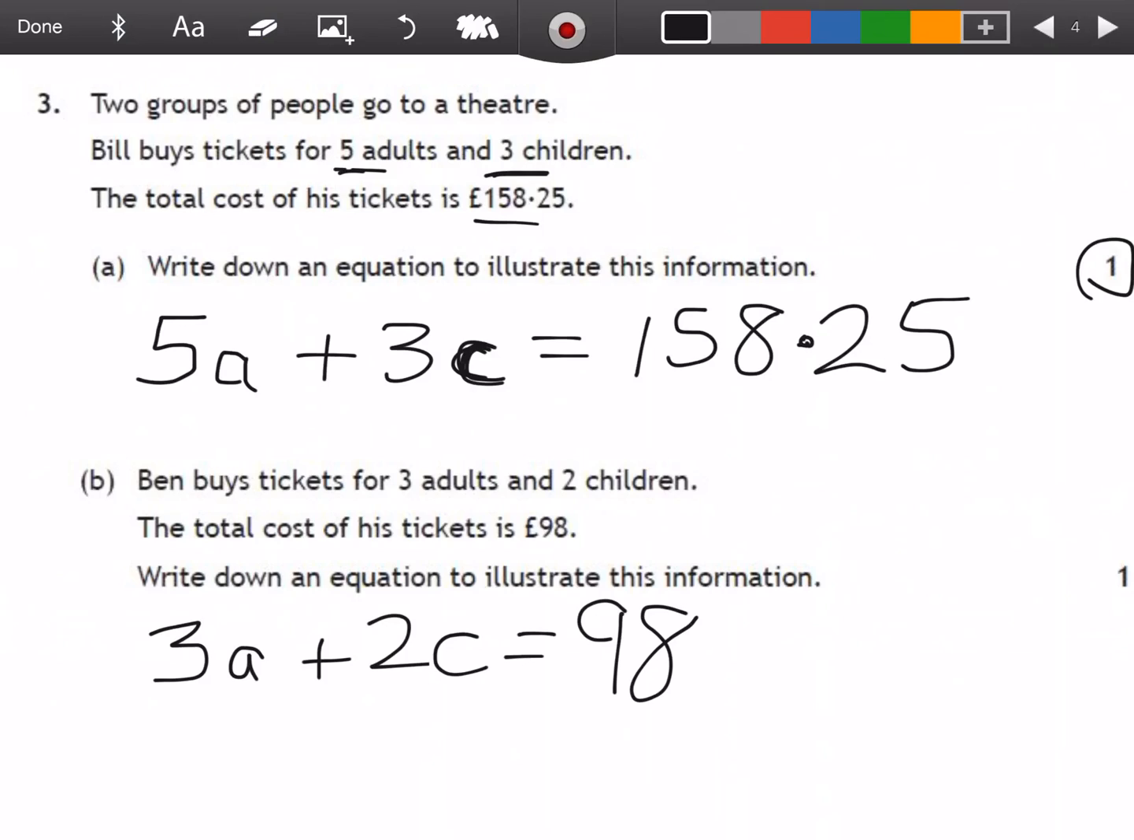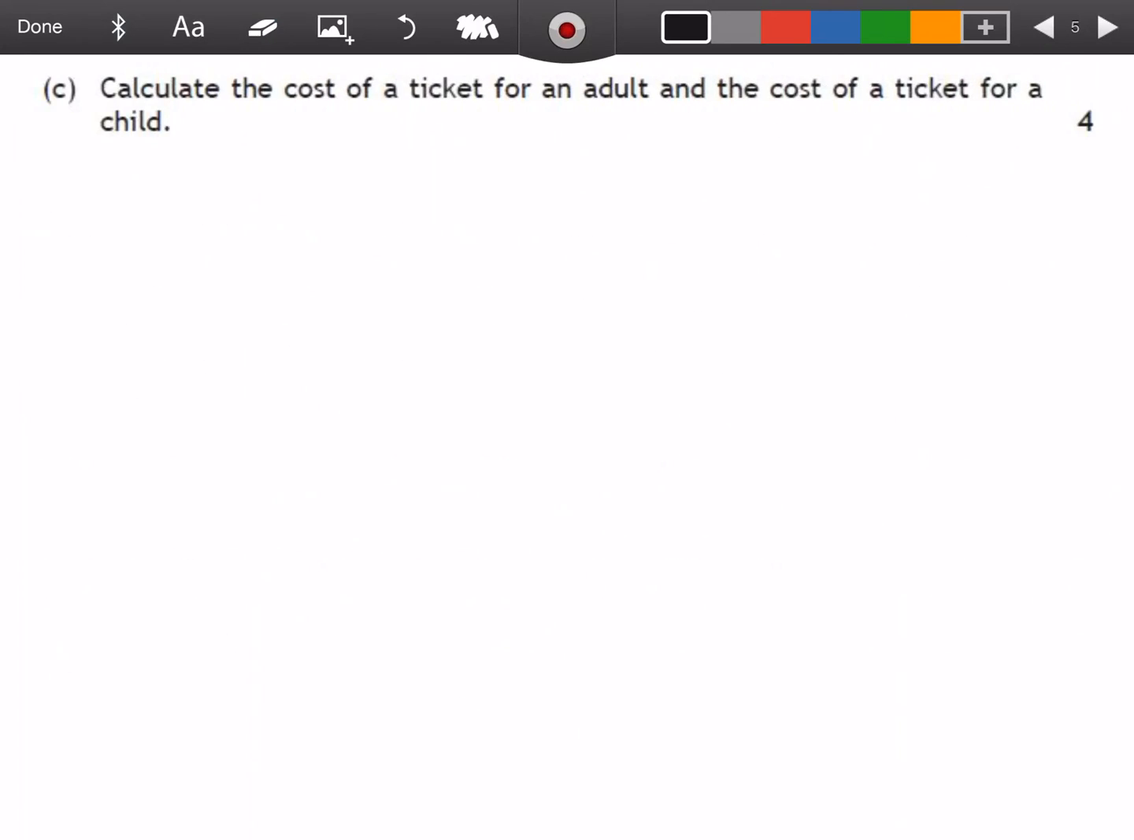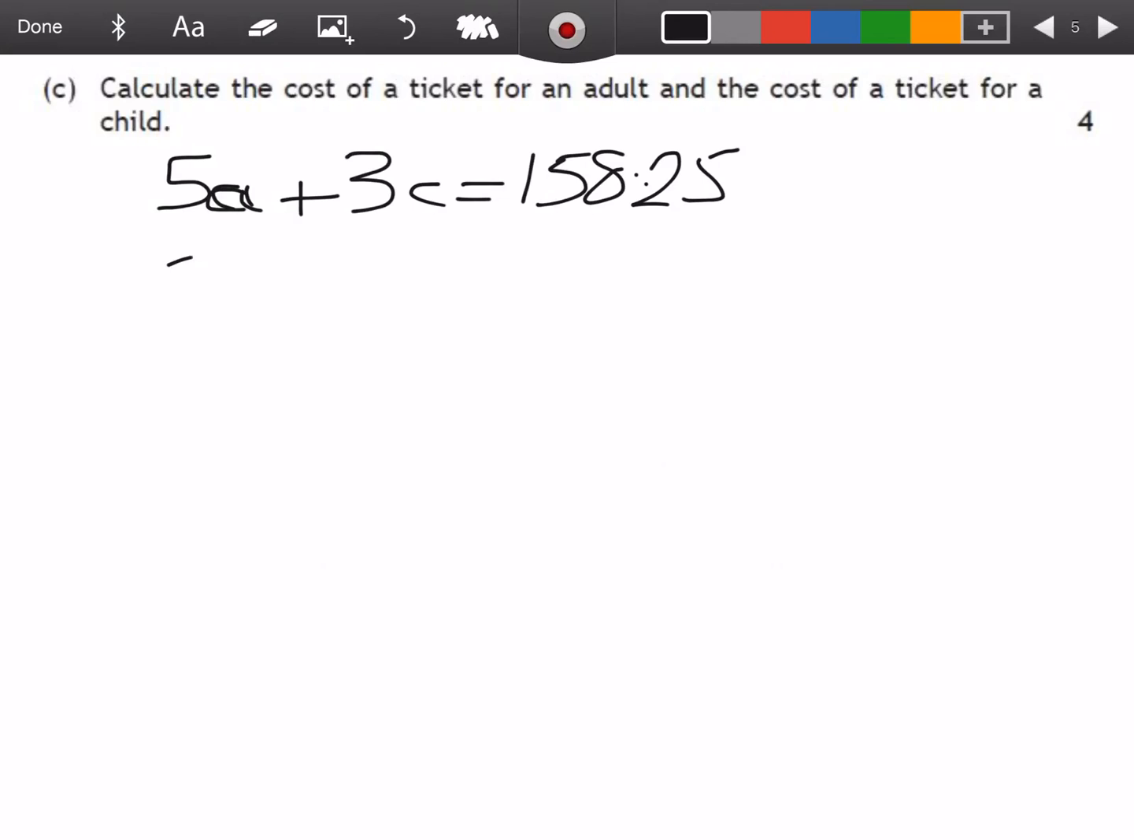Now, let's see. I'm going to have to write this down on the next page. So 158.25, there we go, 3A, 2C, 98. Right. Calculate the cost of a ticket, right, okay. I've got the 2 equations written down, so to do this, I would suggest you write one equation above the other. 158.25. And the other equation was 3 adults and 2 children, was 98.